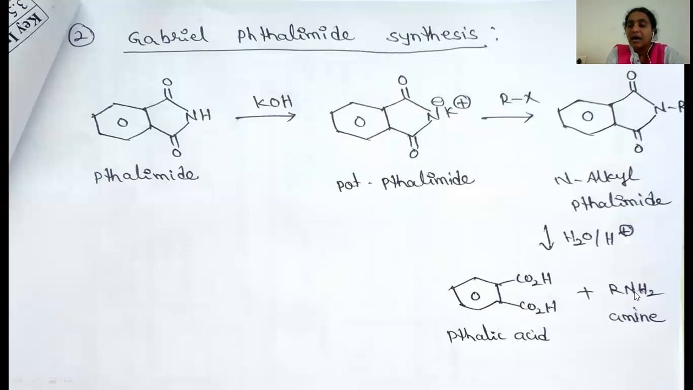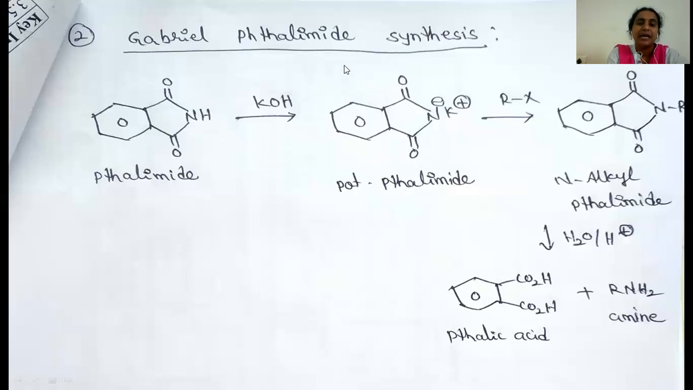And here the amine structure depends upon which alkyl halide we have taken. Suppose if we have taken methyl halide, then it produces methyl amine. Suppose if we take ethyl halide, then we will get ethyl amine. Like this, we can prepare the primary amines by using the Gabriel phthalimide synthesis.